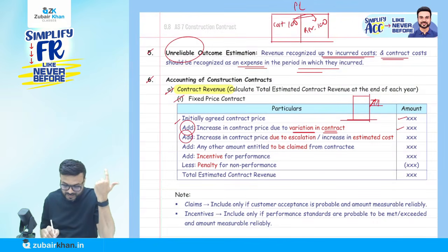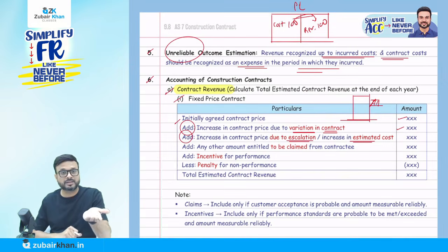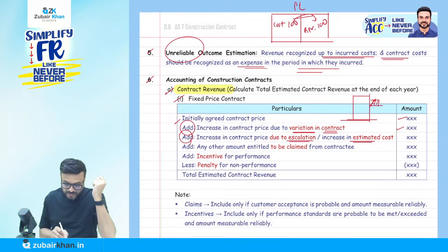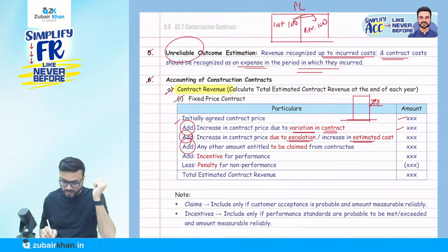Then they say add increase in the contract due to escalation clause or increase in the estimated cost. Escalation means because of inflation. So they will mention in the question that there was 5% inflation in the material cost or labor cost. So obviously I will recover that from the contractee, so we have to add it to the revenue amount. Okay. Add any other amount entitled to be claimed.